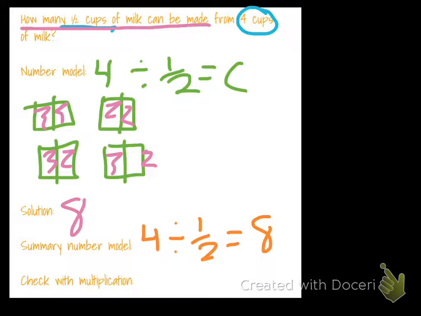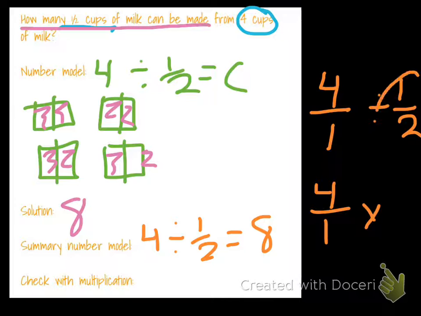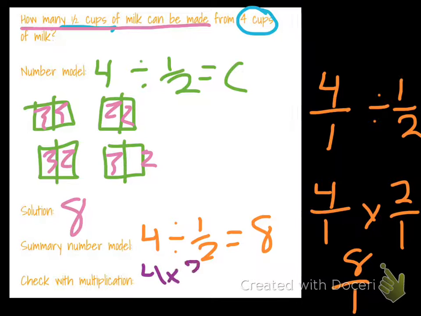Now the way that works is because we start with our 4 over 1. I'm going to do this over here. We have to turn 4 into a fraction. We divide it by 1/2. When we're dividing by 1/2, the 4 is staying the same. Then we change division to multiplying, and we flip the 1/2. Now if we multiply across, we have 8 over 1. 8 divided by 1 is 8. So when we check with multiplication, our very last step down here, we have 4 times 2 over 1 equals 8.